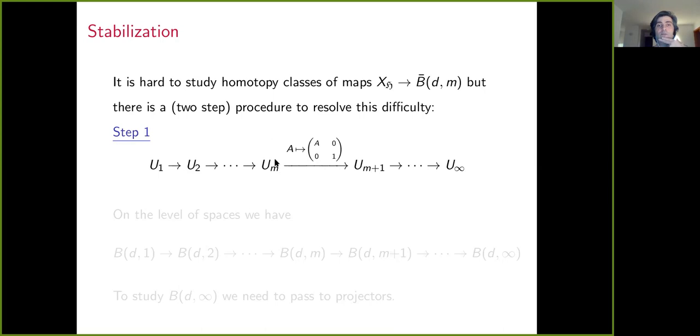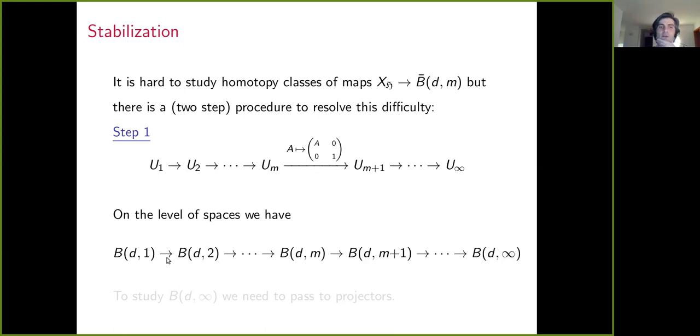Instead of looking at a unitary group at a fixed dimension m, we can consider all the unitaries by including Um into Um plus 1, by including a 1 on the far corner here, and then taking the union of these unitaries, which is going to be called the stable unitary group U infinity. On the space of levels, we can do a similar thing for the spaces. Remember that these spaces are constructed from contexts, so you can take a context in Um, send it to a context in Um plus 1 via this map, and then take the union of these spaces, and at the end we are going to obtain a space which doesn't depend on m, so it's BD infinity. Essentially, this is what we want to understand.